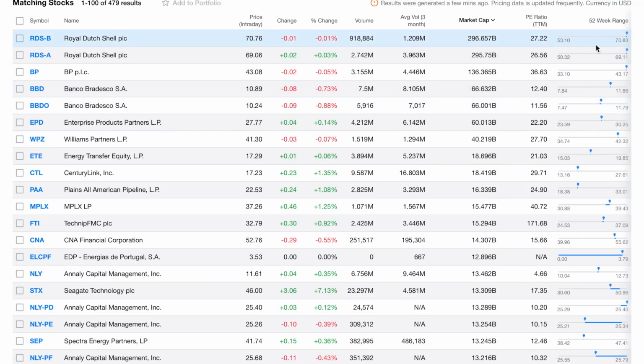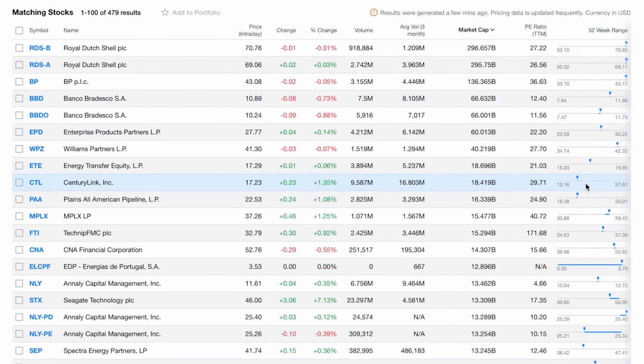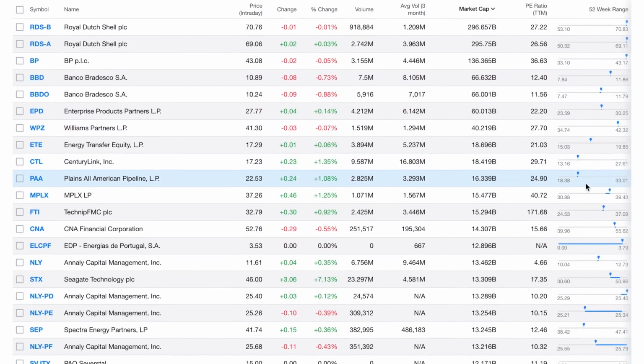One of the things I like to look at is, what is the 52-week range? In the case of Royal Dutch Shell, it traded as low as $53 and as high as $70. And you can see this little blue indicator shows that it's trading right at the top of the range. What I'm typically looking for is stocks that have a really small range. I don't want ones that are super volatile. So let's just scroll down and find something that might be appropriate. Let's look at this one right here. It's between $15 and $20, and right now it's currently trading right in the middle of that range.